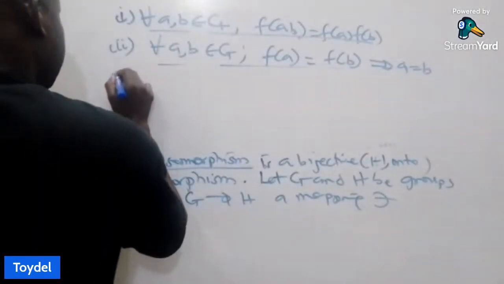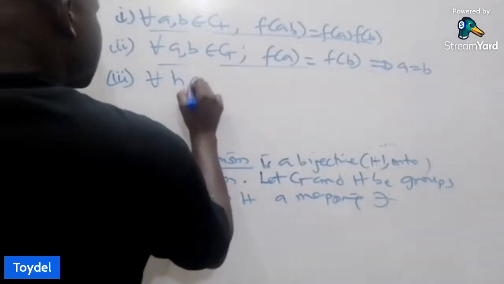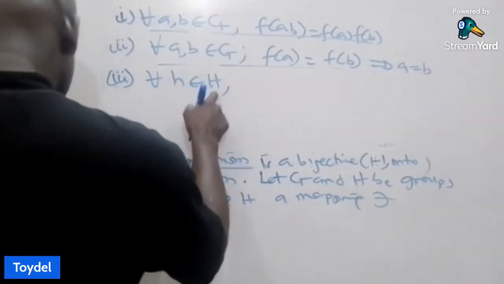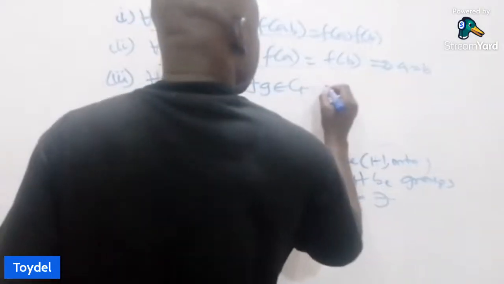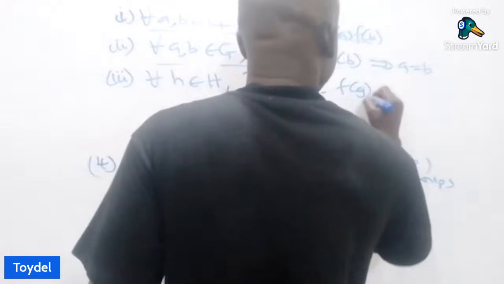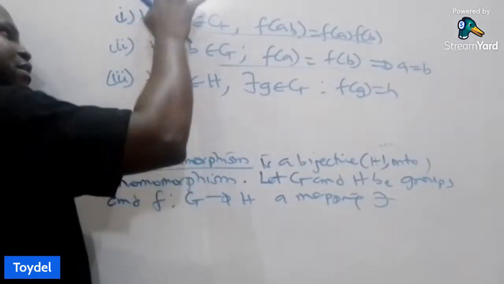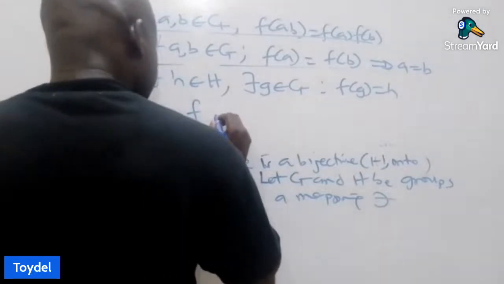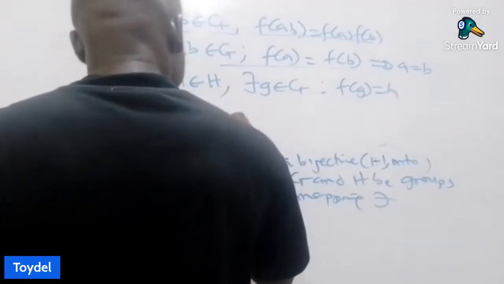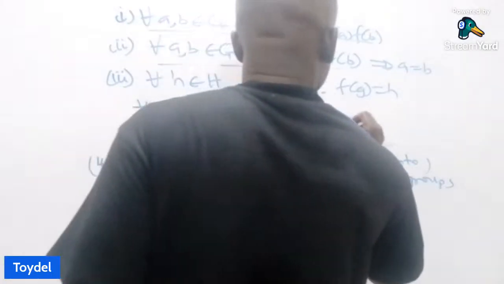Then we go ahead and check for the onto part. That is, for all h that belongs to H, an element of this group, there exists g that belongs to G such that f(g) = h. So if we are able to check for these three conditions, then we conclude that f is an isomorphism.